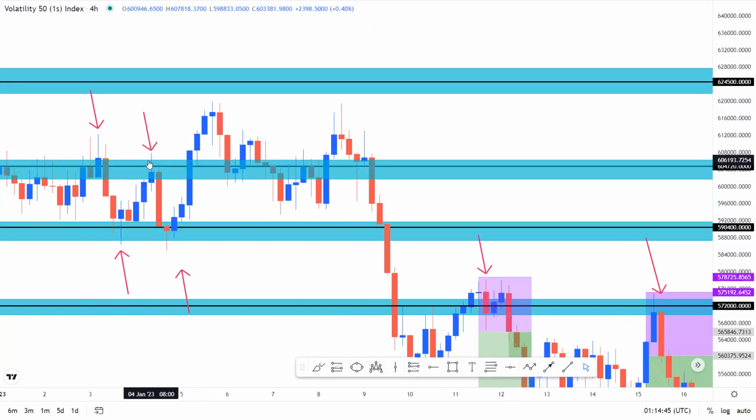The very exact opposite of this. So we have buyers rejecting sellers from taking price below this level. And then at the close of this rejection candlestick would be a perfect entry confirmation or signal to go long. After this rejection candlestick, we had a nice bullish engulfing candlestick. So here we had a combination of both the rejection and the momentum candlestick.